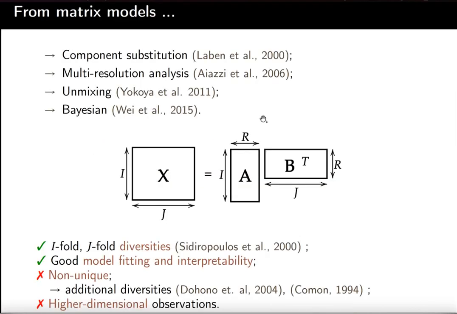I can now introduce the observation model. Early observation models for the super-resolution problem were based on matrix models. A lot of them do exist, and they are based on matrix factorization. This model was widely used because it has good model fitting and possible interpretability. However, the model as it is presented now is non-unique. Fortunately, some additional diversities can be incorporated in order to build powerful uniqueness tools. But most importantly, this model fails at preserving the structure of higher dimensional observations, such as spectral images, for example.